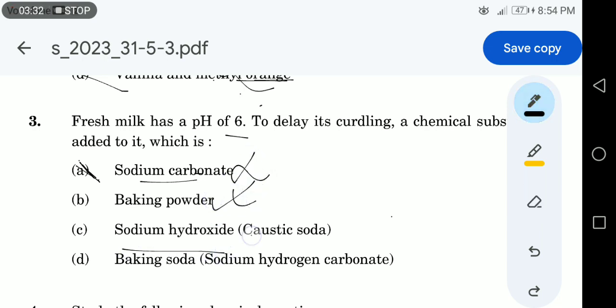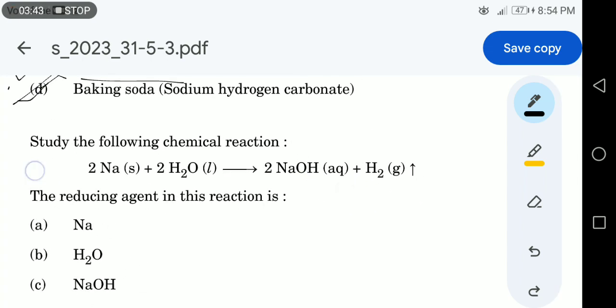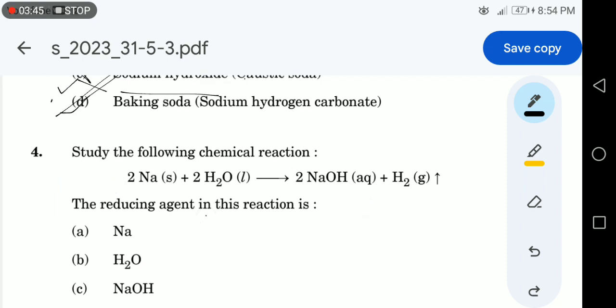Sodium hydroxide. It is an extremely strong base. It is not at all edible. So the answer would be baking soda, sodium bicarbonate. So this question right here, CBSE, please answer me.